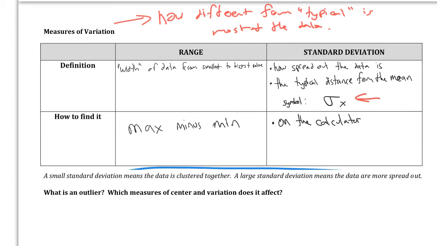Okay. Sometimes you'll see this sigma notation. It's a lowercase Greek letter, sigma, and that's a symbol that means standard deviation. Other times, and this is what we'll see on Desmos in a few minutes here, you'll see it abbreviated as STDEV, standard deviation. We're going to find it on the calculator or on Desmos, as we'll see in a second. Again, it's a typical distance from the mean. If I were to pick any random data point, about how far away from the mean would I expect it to be?